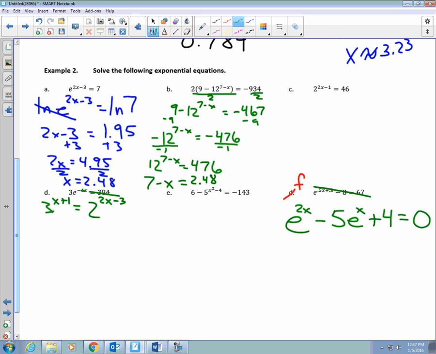Subtract 7. Get negative x is equal to negative 4.52. And then so x is 4.52.